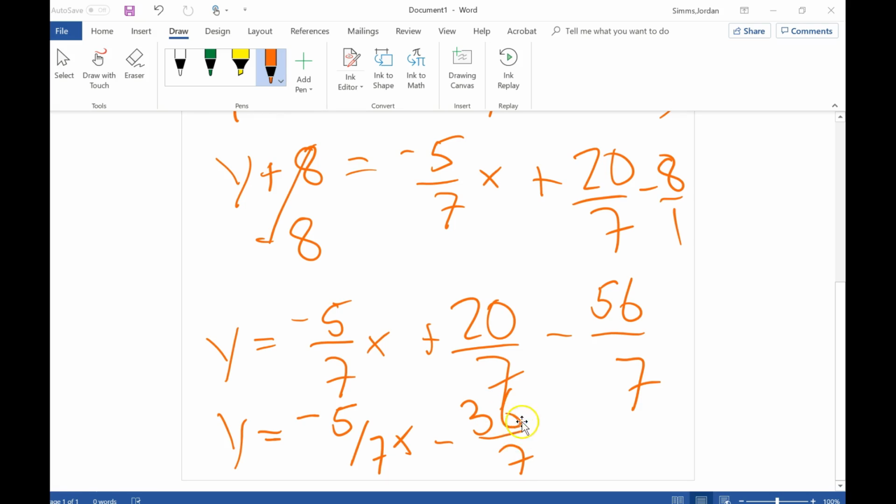That's in lowest terms already, but always take a minute and reduce that if you need to. But that's going to be it right there, buddy. So y equals -5/7 x minus 36/7. I suspect that's where you're going wrong, right there with those fractions.